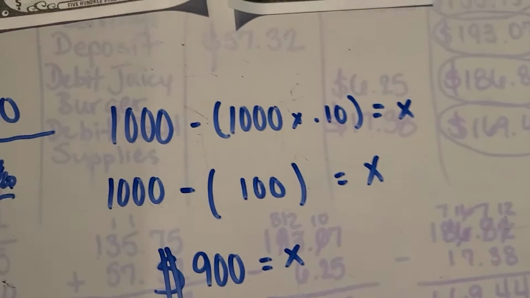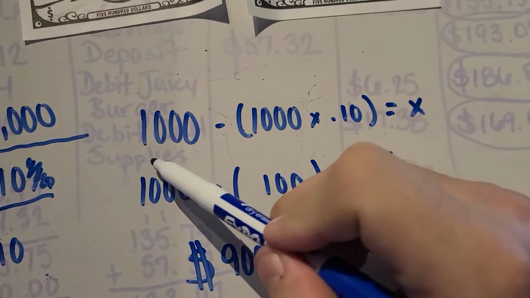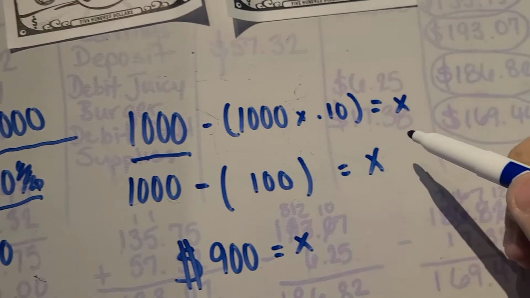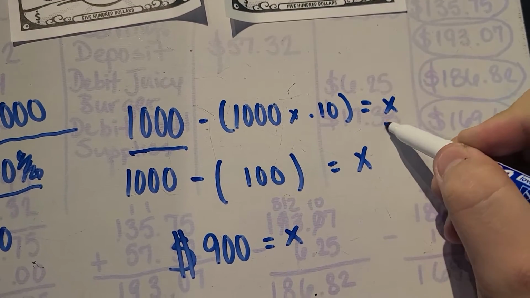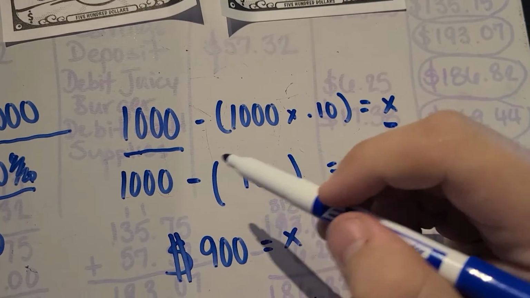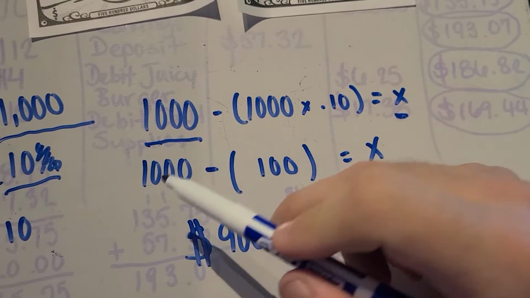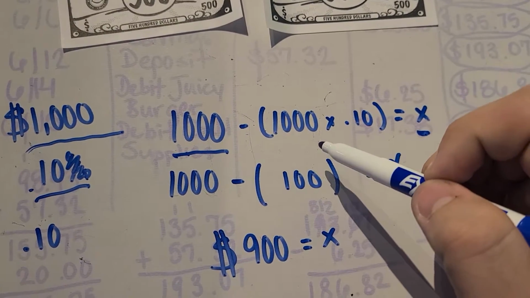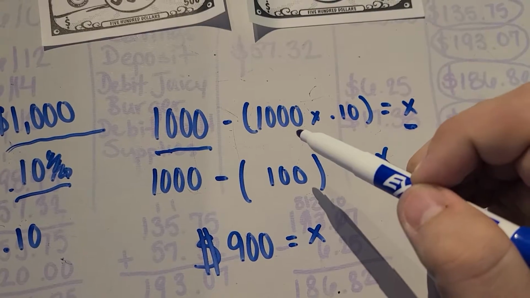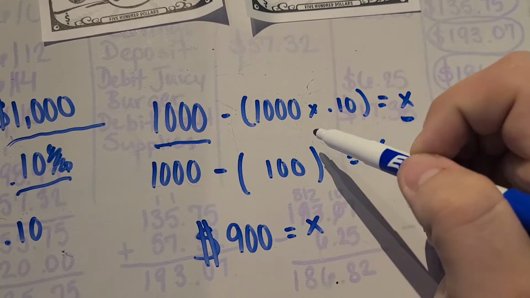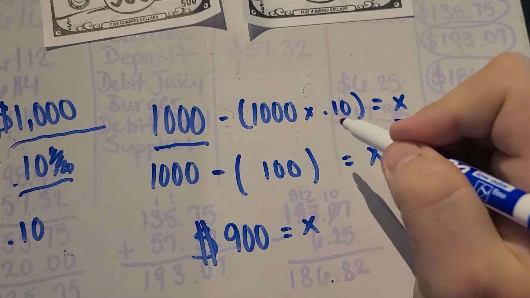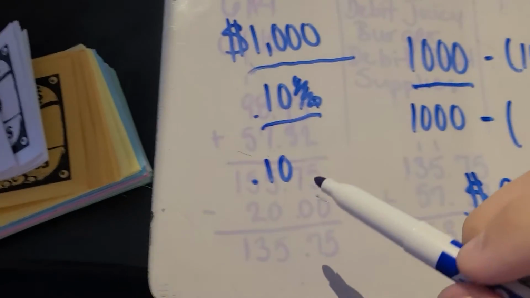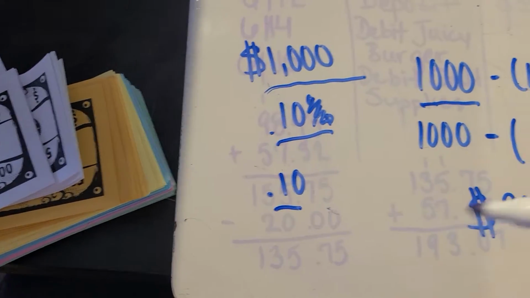So first things first, the income that we're earning this month is $1,000. But in order to figure out what is coming out for income taxes, which is going to be represented by this X right here, we need to figure out the math for it. Since that is money being taken away from us, we would subtract. And in order to figure out how much we're subtracting, it's going to be represented by 1,000 times the decimal of 0.10. Why 0.10? Because this was the decimal of 10%.